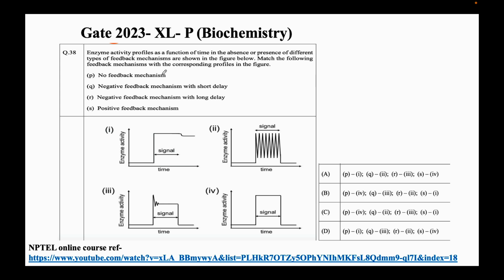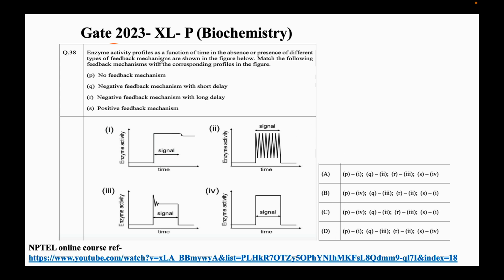So there are four different mechanisms. P is without any feedback mechanism, no feedback mechanism. Q is negative feedback mechanism with a short delay. R is negative feedback mechanism with long delay, and S is positive feedback mechanism. So these are the different options A, B, C, D.